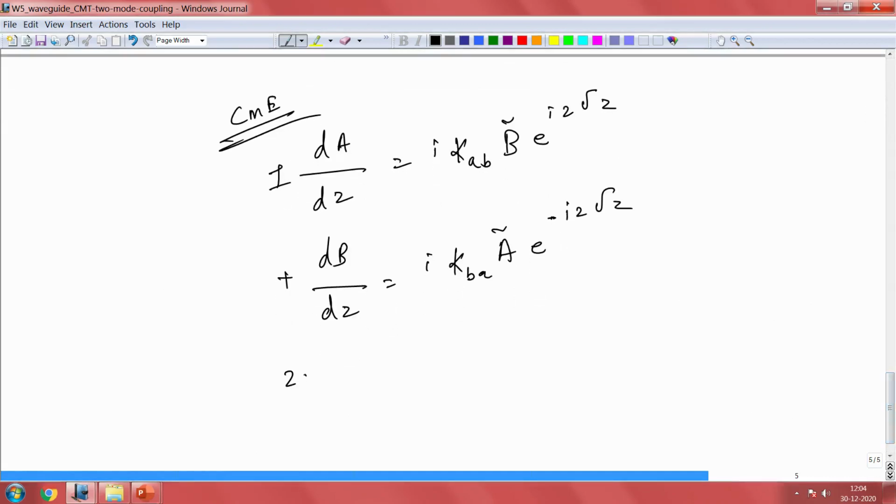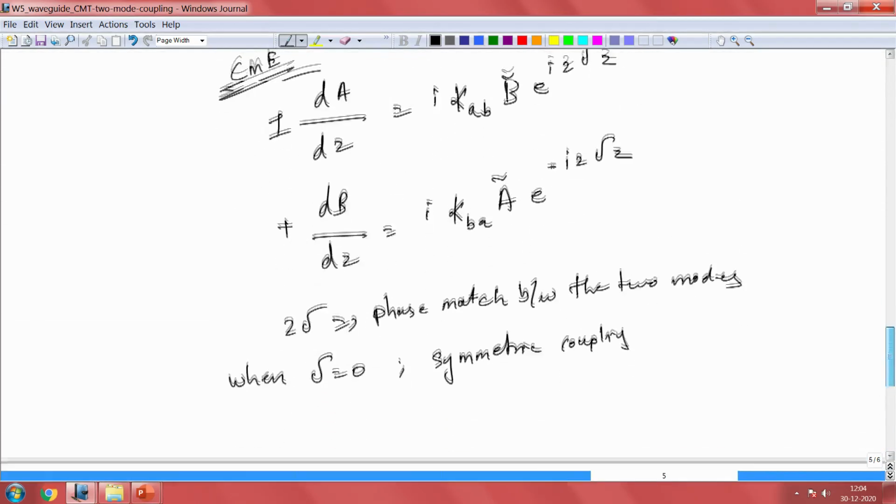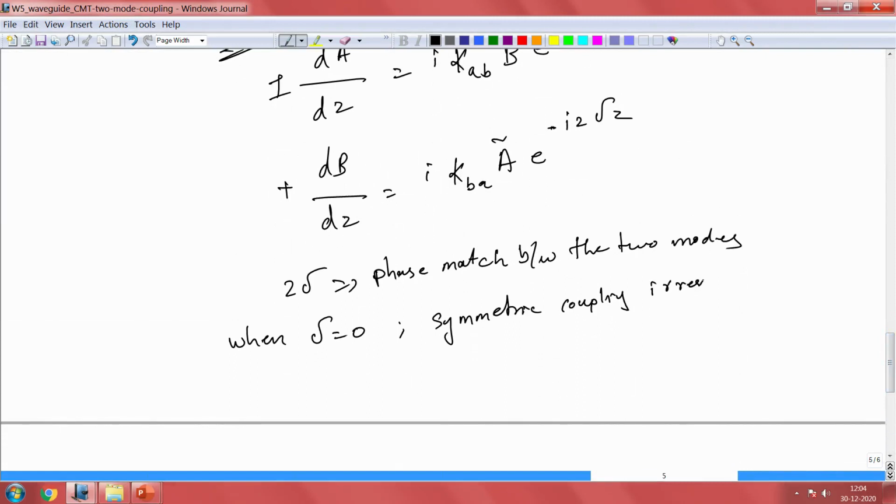So, this 2 delta that we have is nothing but the phase matching between the two modes. And when delta is 0, right, then you have symmetric coupling, irrespective of whether these two modes belong to the same waveguide or two different waveguides. That is very important, right. Symmetric coupling irrespective of two waveguides or single waveguide. Either two waveguides or a single waveguide. Okay. So, this should be understood.